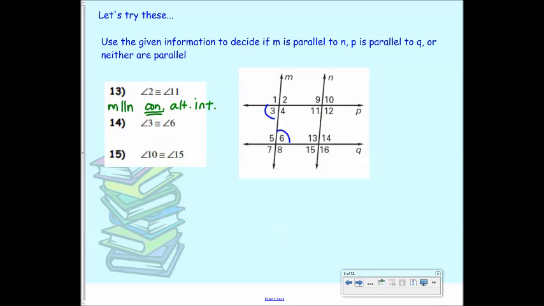So which line don't we care about here? N, because they go nowhere near N. So we don't care about N at all. So we're trying to prove that P is parallel to Q. Can we do it? Yes? Why? Alternate interior, and they are congruent. Therefore, we can say P is parallel to Q based on what theorem? Converse of alt int again. So we're using alt int again.